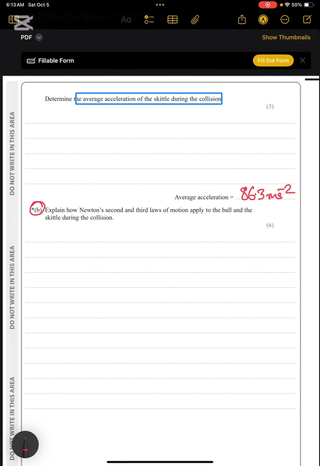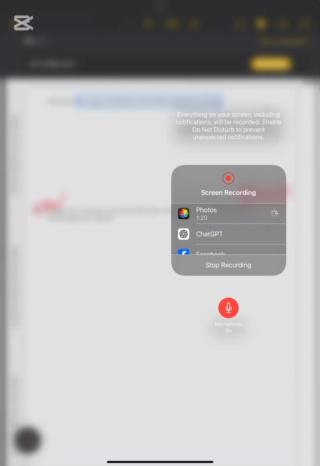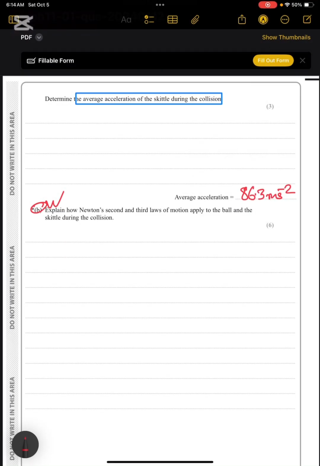So let's move forward to question number B. In question number B, they have said, explain how Newton's second and third laws of motion apply to the ball and the skittle during the collision.